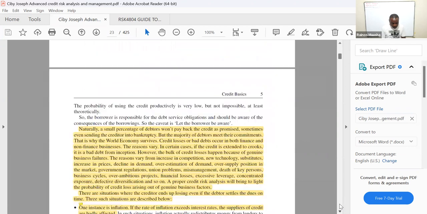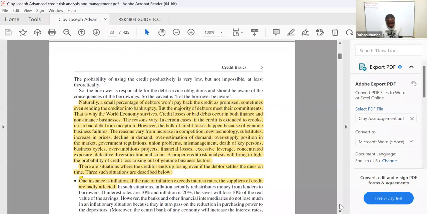So you will see that when it comes to the concept of credit, take note that we are mainly looking at credit risk management from a supplier of credit perspective, right? Remember they said there's a lender and then there's a borrower, right? So unless otherwise stated, when we look at credit risk management from RSK4804, we're mainly looking at it from the perspective of the supplier of credit.